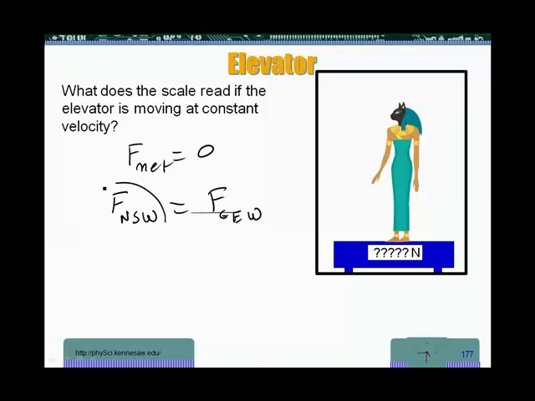And remember, this is going to be equal to the force that the woman exerts through her feet on the scale, which is going to be equal to the reading of the scale. This one, we just established it as 500 newtons, so the scale is going to read for us 500 newtons. The same value as if it were at rest.